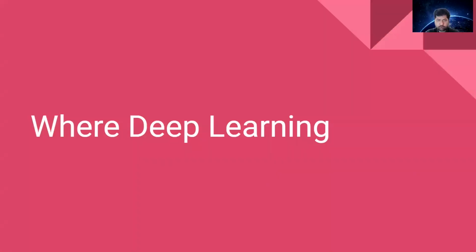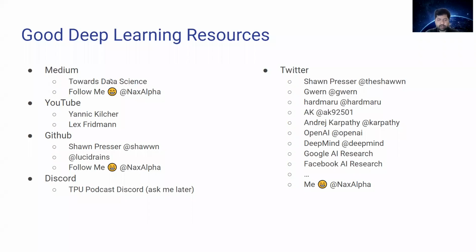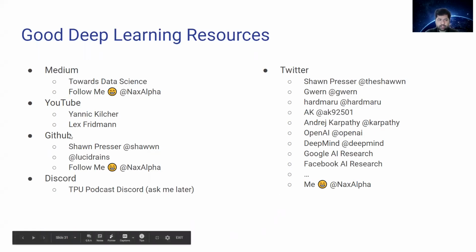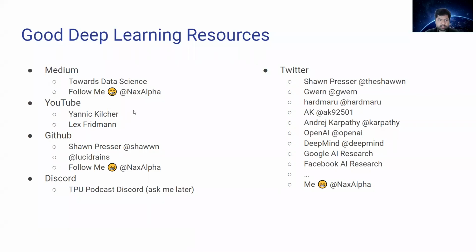Next, I want to share some of the resources, like where can you find deep learning resources. On Medium, you can find the Towards Data Science blog. There are lots of useful articles, from very beginner to highly technical, and you can also follow me on Medium as well. On YouTube, there is Yannic Kilcher. He posts lots of research paper reviews and has streaming. You can find all of these resources in the slides. I will share them later.